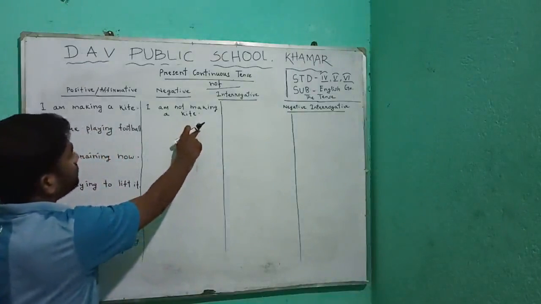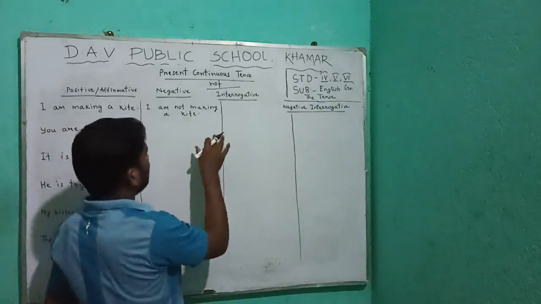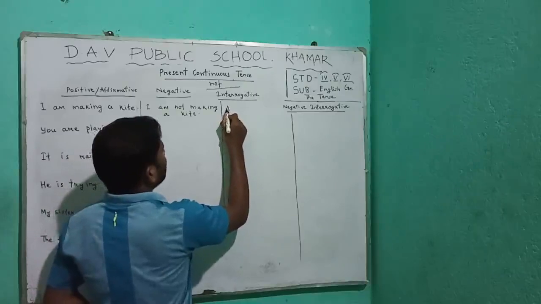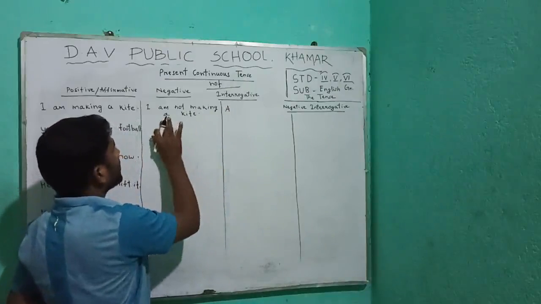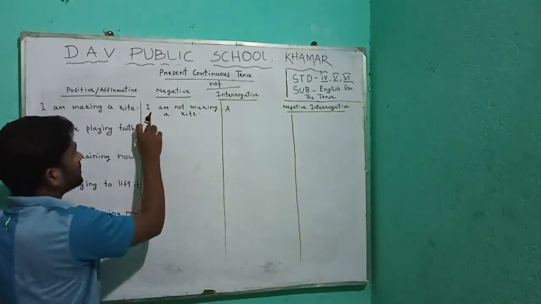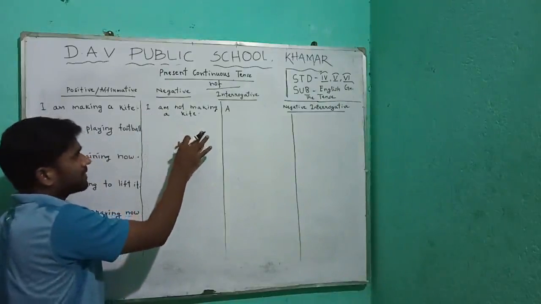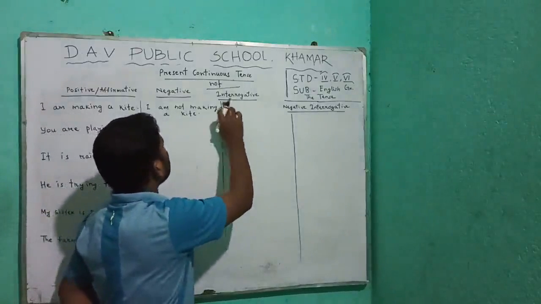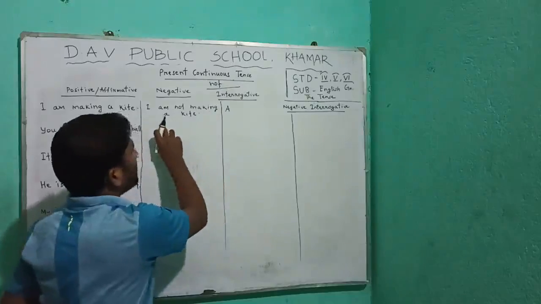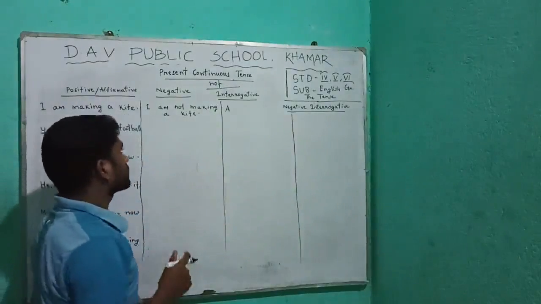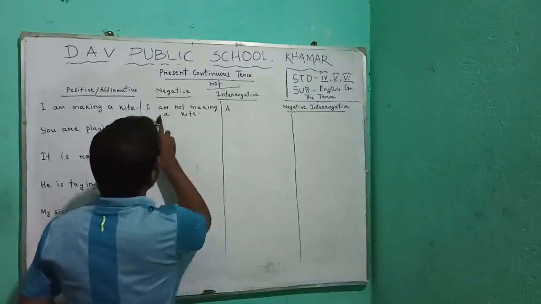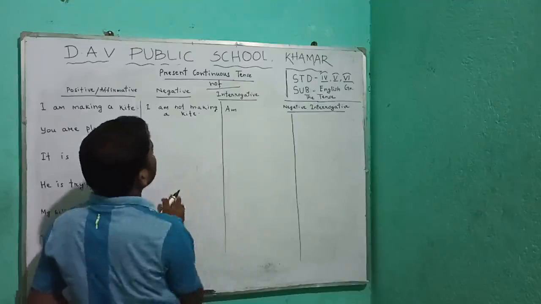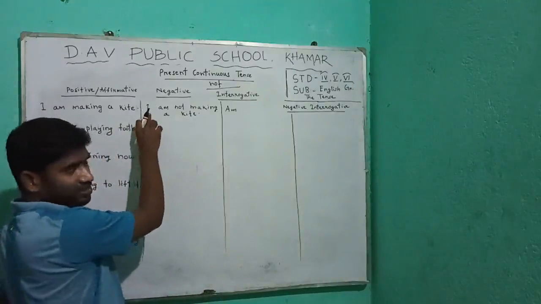So we will have to place the helping verb first, then the subject. It will interchange their place. The subject and the helping verb, they will interchange their place to form the interrogative of that particular sentence. Okay, so what is the helping verb used here? Am. Okay, then what is the subject?